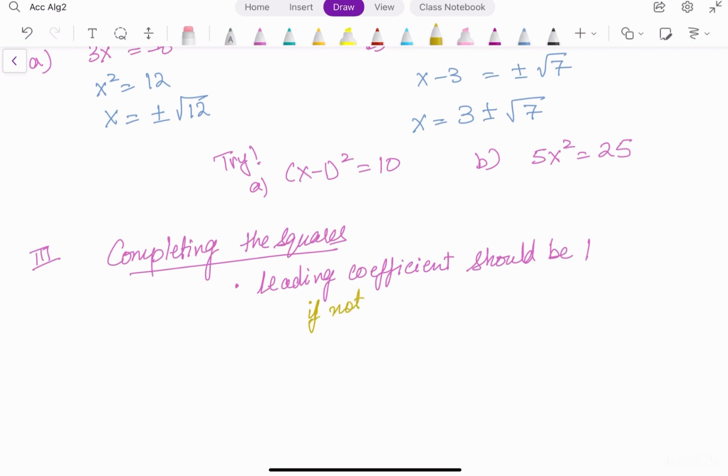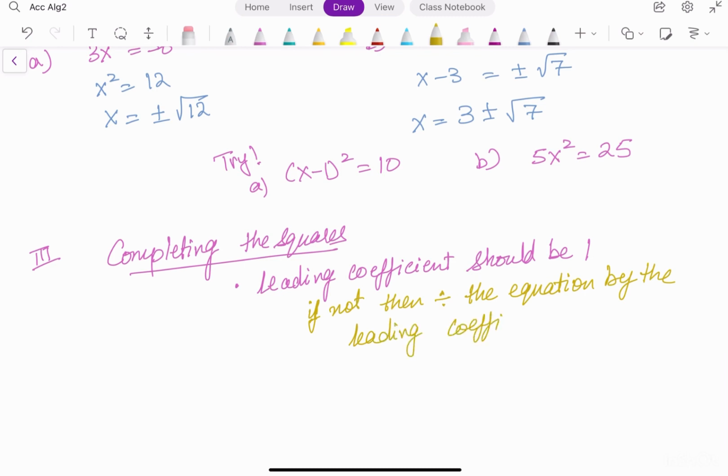And I will show you what will happen if you don't divide the equation by the leading coefficient to make it 1, and what error it can generate.